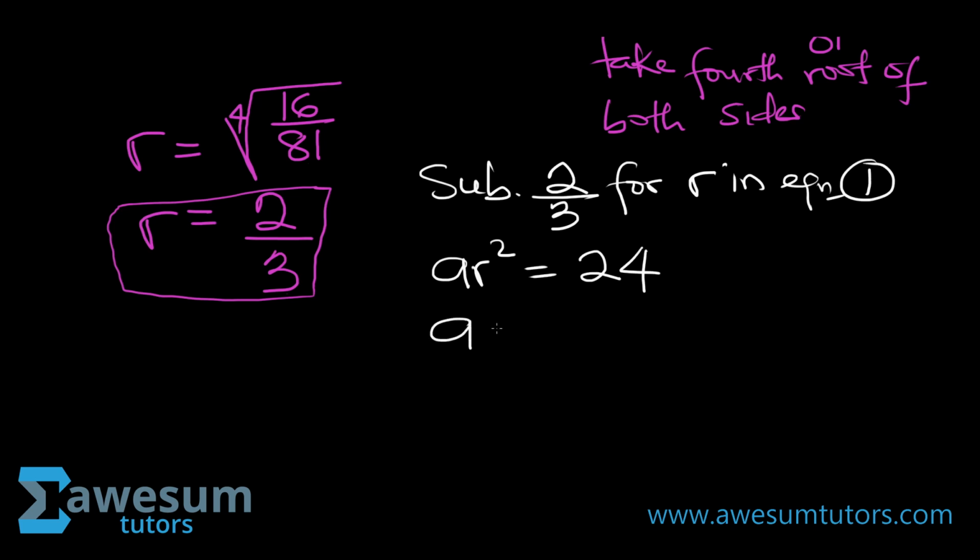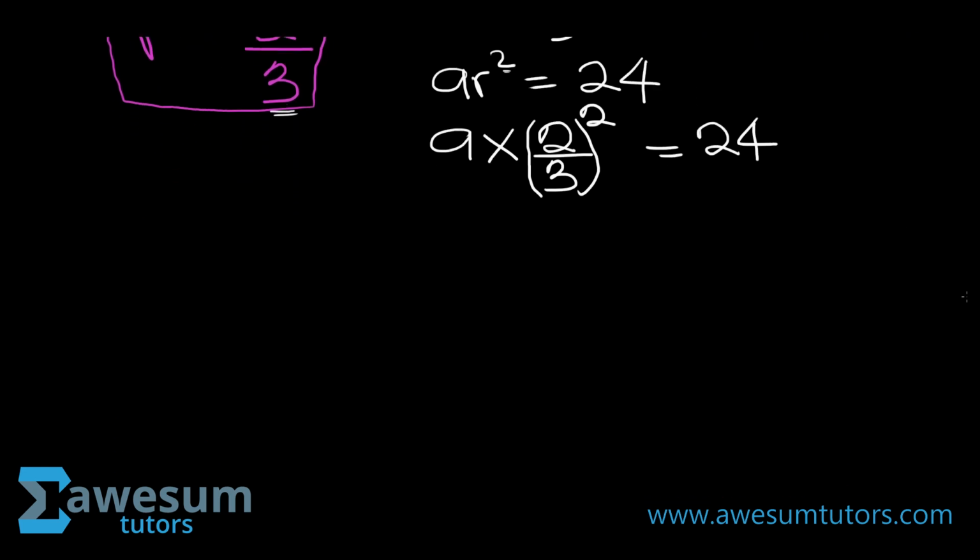So now I have a times, now what is my r? Remember we got the r here to be 2 over 3. So I'll say 2 over 3. But take note, you have a square here. Do not forget that the square goes on top of both. That equals 24. Very good, guys. Stay with me, guys. We're almost there.